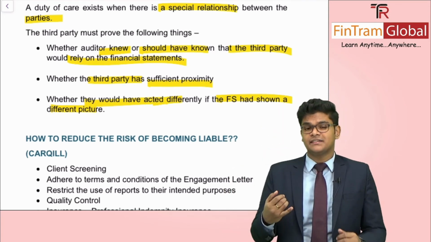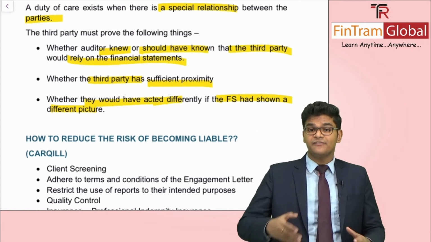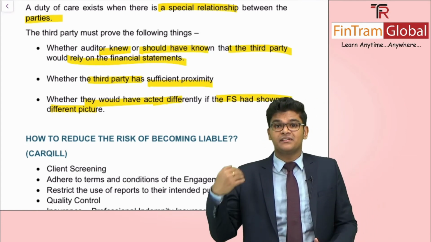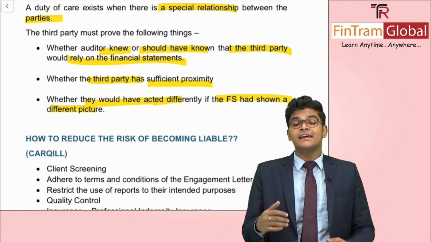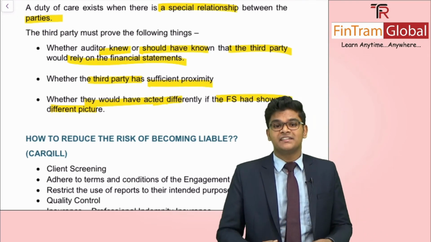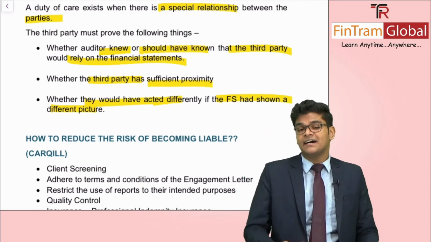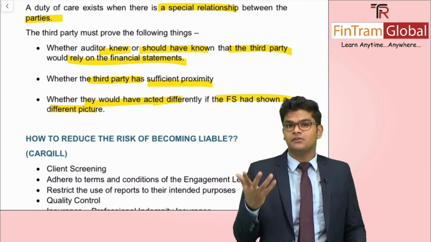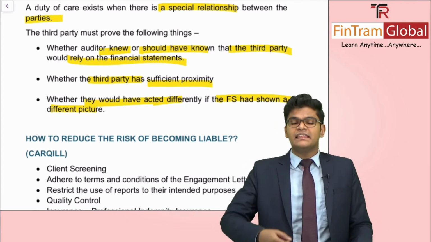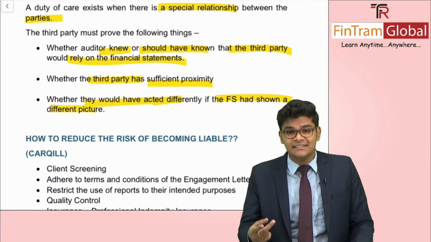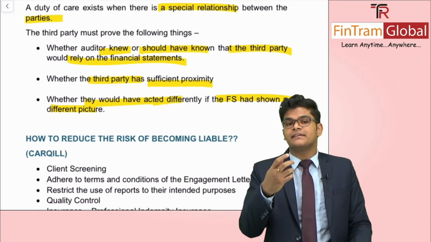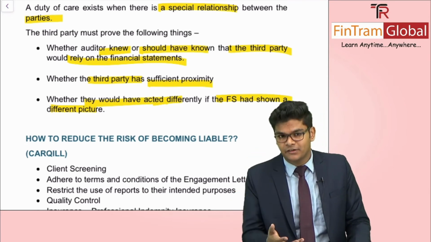First of all, they must ensure whether the auditor knew or should have known that the particular third party would rely on their opinion. Secondly, they should prove whether the third party has a sufficient level of proximity with the audit client. And thirdly, they must also prove that their decision would have been different had the particular opinion been different. Okay, folks, so that's basically it.